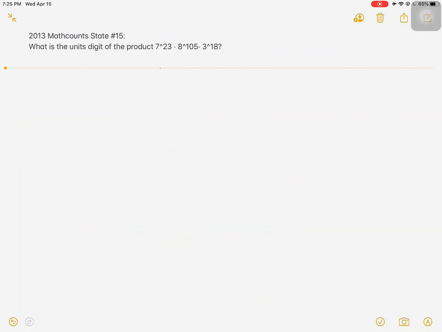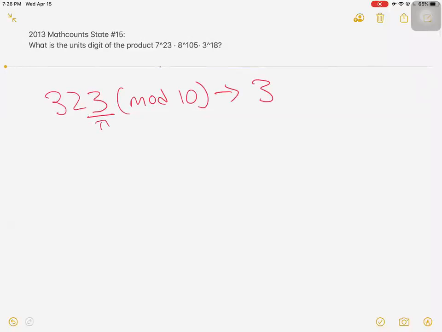So for these unit digit questions, we want to find the product mod 10, because mod 10 is the unit digit. Like if we have this number 323, and we take it mod 10, the remainder when divided by 10 is just the unit digit, which is 3. So basically in modular arithmetic, this question is asking for this product mod 10: 7 to the 23 times 8 to the 105 times 3 to the 18, mod 10.